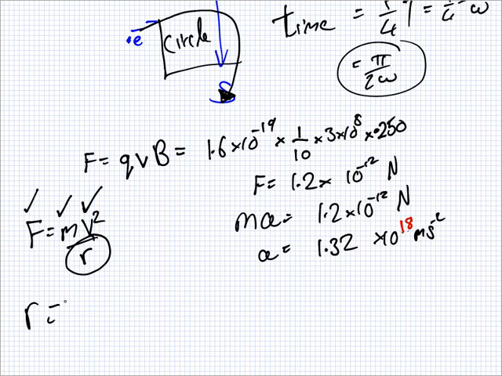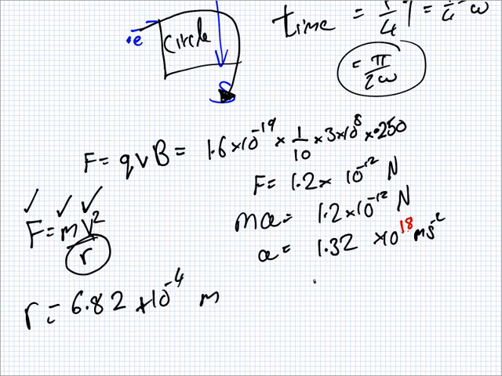So the r is m times v squared divided by the force. And what's the force? 1.2 times 10 to the power of minus 12. So here you get the r is equal to 6.82 times 10 to the minus 4 meters.